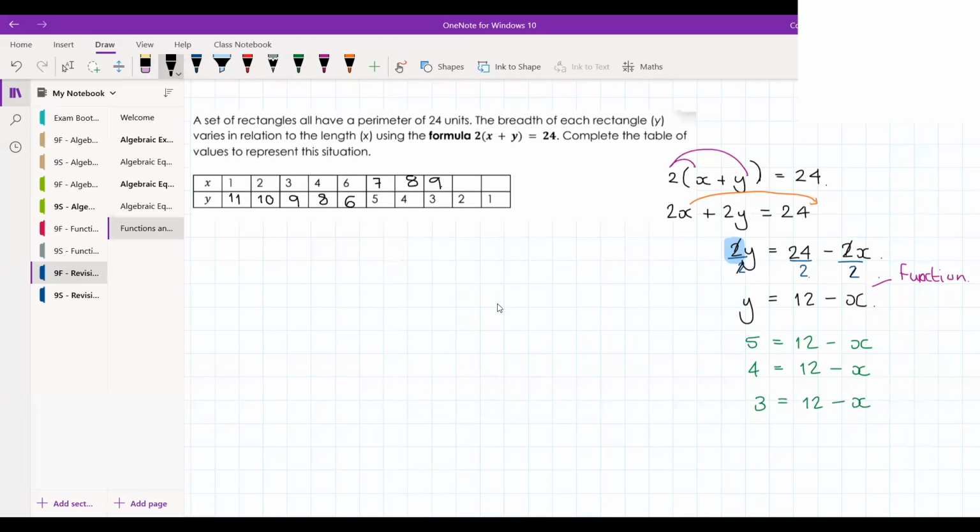I guess we all know where we're kind of going with this, right? What does x need to be in order for this to be 2? 12 minus what gives us 2? Good. Minus 10. And the last one, 12 minus 11. Good. All right. And that's the final answer.